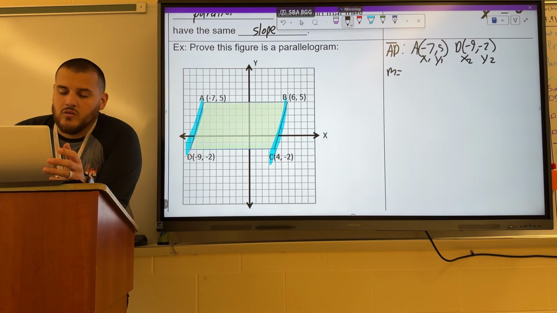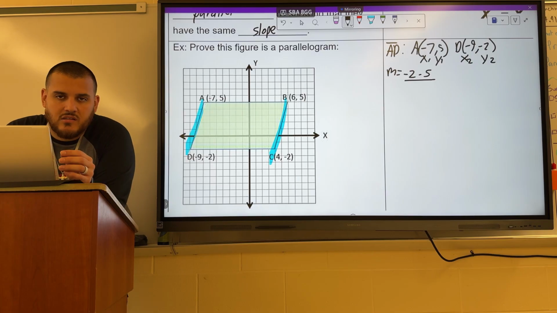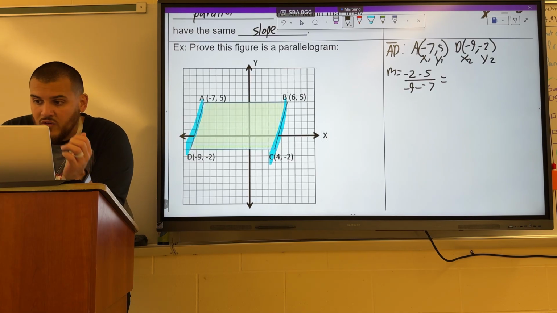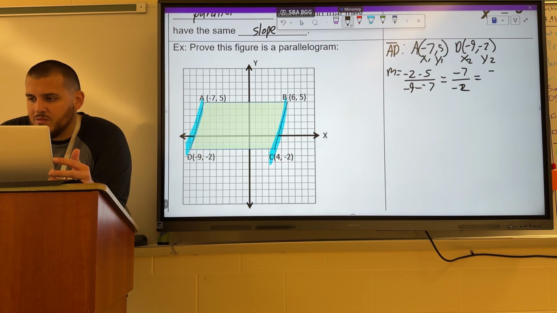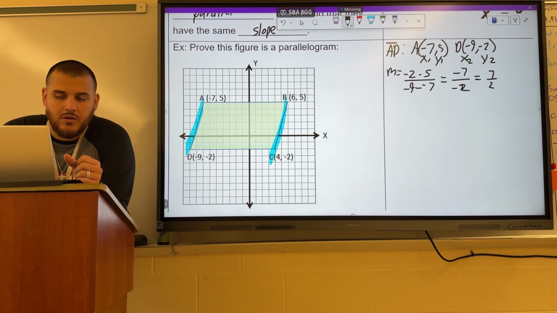So y2 minus y1 on the top of our slope formula. So we got -2 minus 5 over x2 minus x1. We got -9 minus -7. -2 minus 5 gives us -7 up top. -9 minus -7 is the same thing as -9 plus 7, which gives us -2 on the bottom. A negative divided by a negative is always positive. So we have 7 over 2 for the slope of AD.